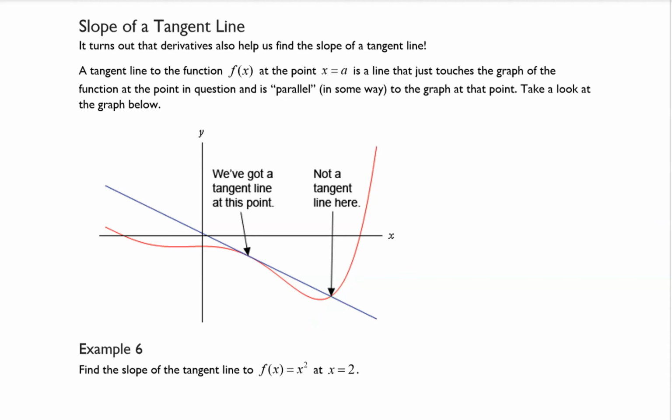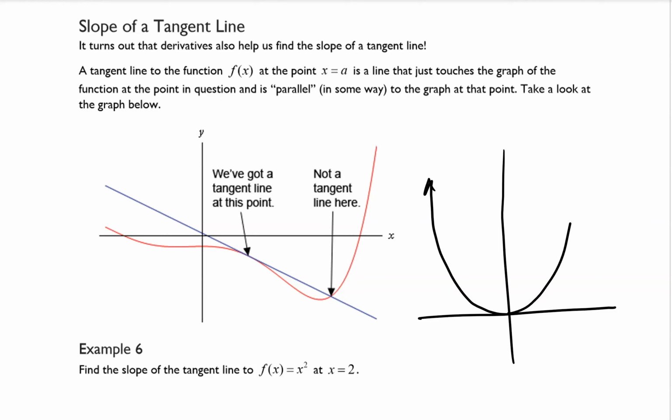So let's use that information for example 6, where it asks us to find the slope of the tangent line to f of x equals x squared at x equals 2. So let's quickly sketch x squared. So we know it's a parabola, and it looks something like that. And let's say x equals 2 is here. And so our tangent line would look something like that.